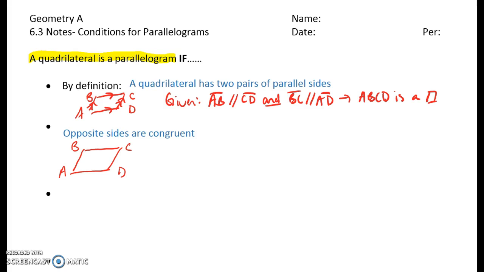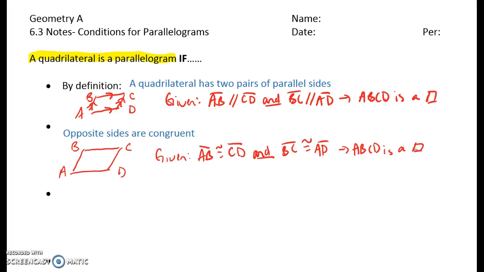So something I didn't mention earlier is your conditions for a parallelogram are always going to be 2 things. So notice we have 2 pairs of parallel sides. We need 2 pairs of congruent opposite sides. So again, if we know that AB is congruent to CD and BC is congruent to AD, then we can say ABCD is a parallelogram. So again, you have to know 2 things, right? So these 2 pairs of opposite sides are congruent.